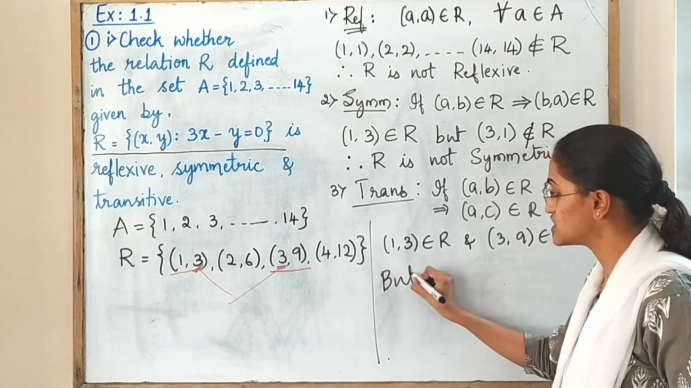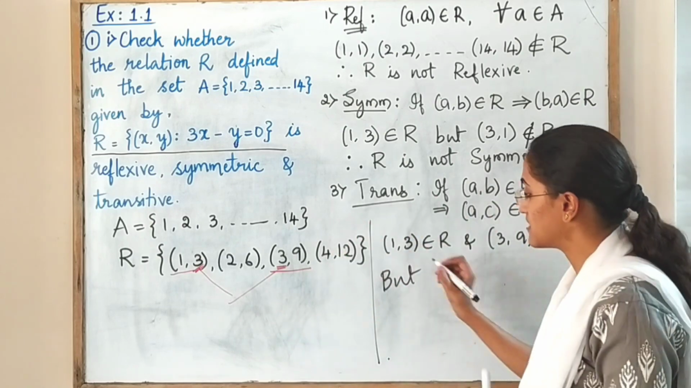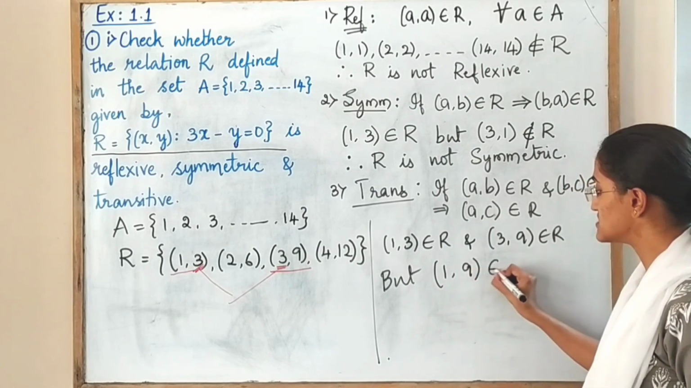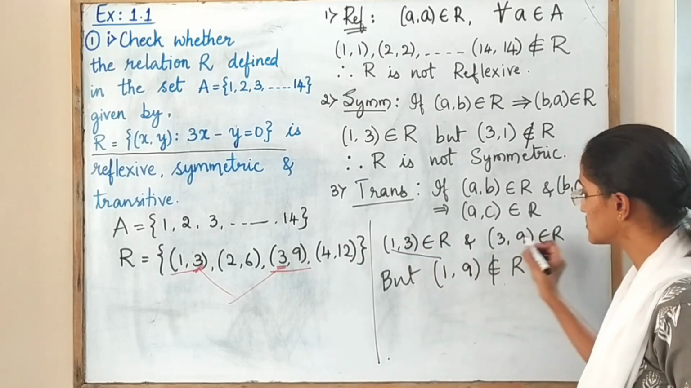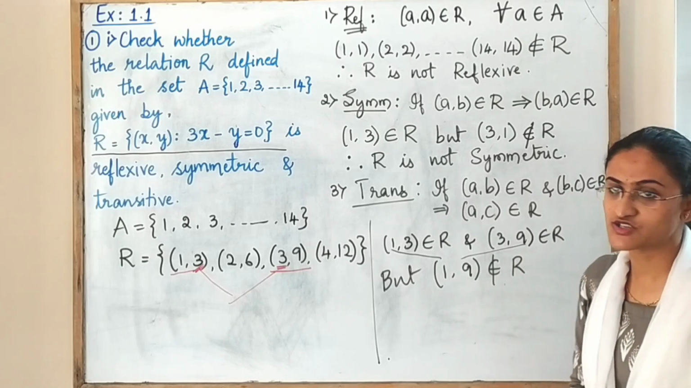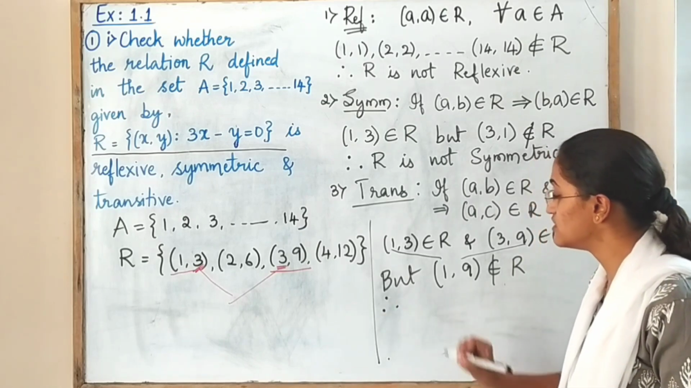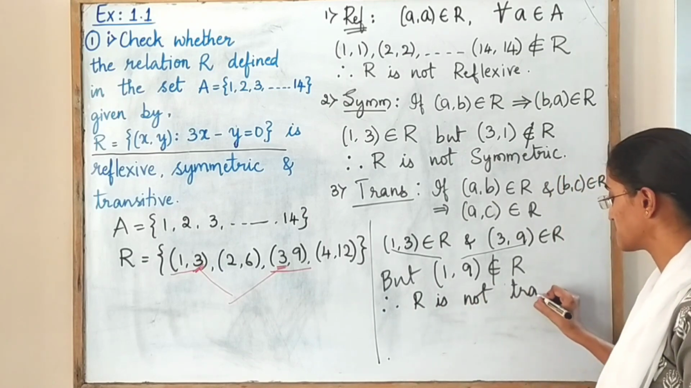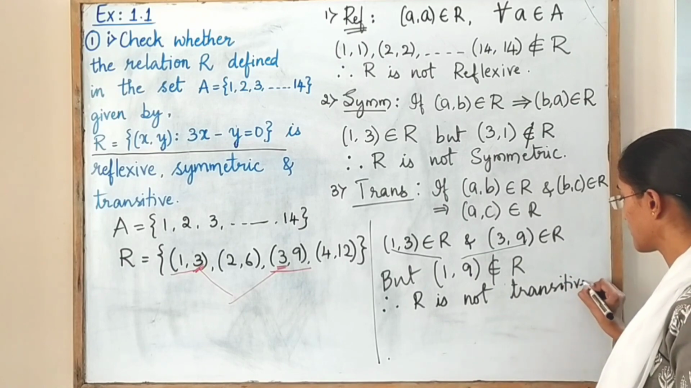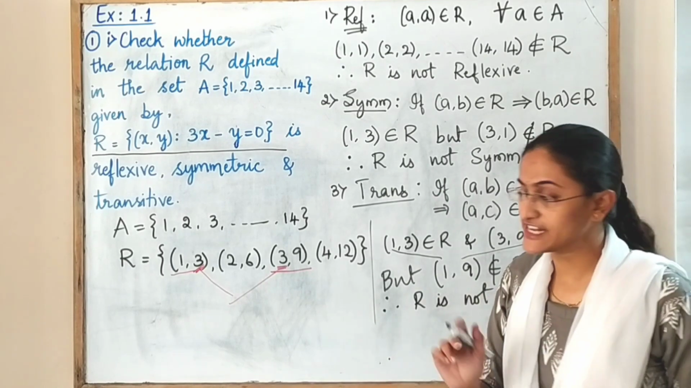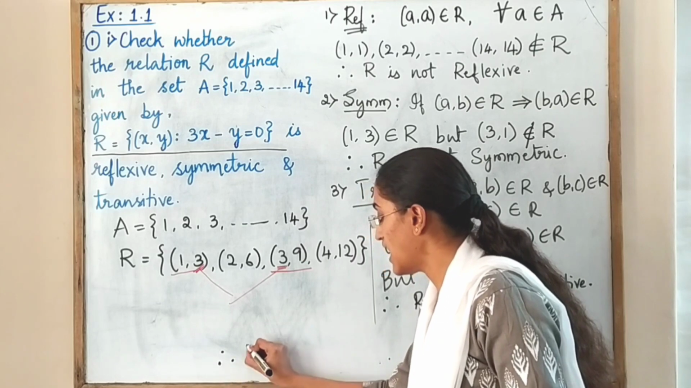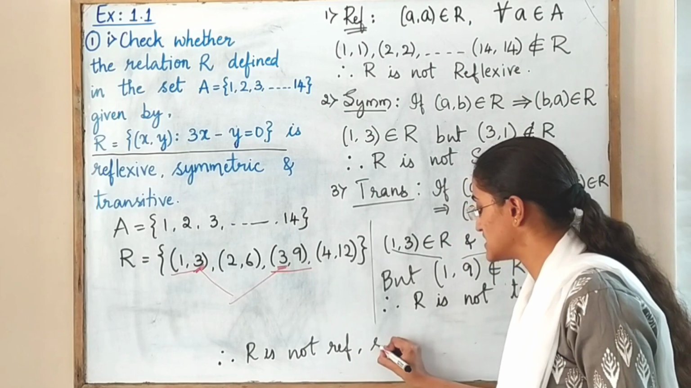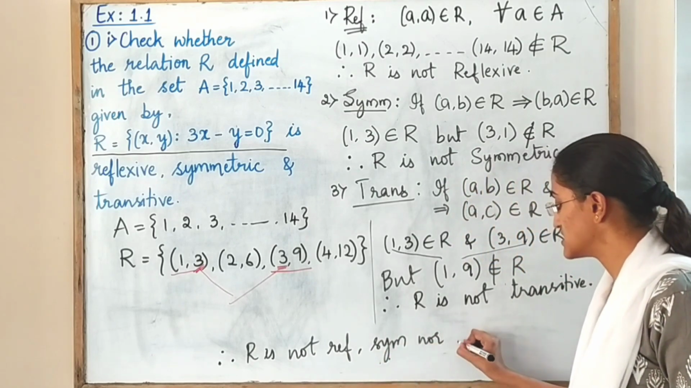but as per the condition (1, 9) should be in R, but you do not find any element of that kind, hence (1, 9) does not belong to R. You can check this, (1, 9) does not belong to the relation R, and hence you can conclude that R is not even a transitive relation. And therefore, you can conclude that finally R is neither reflexive, symmetric, nor transitive.